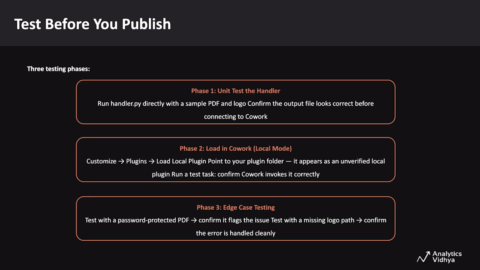Never publish a plugin without testing it in all three phases. First, unit test the handler in isolation. Run it directly with the sample file and confirm the output is correct before Co-work is involved at all. Second, load it into Co-work in local mode. Go to Customize and Plugins, then load local plugin and point it at your plugin folder. Run the test prompt on screen and confirm Co-work invokes the plugin correctly and passes the right inputs. Third, test edge cases.